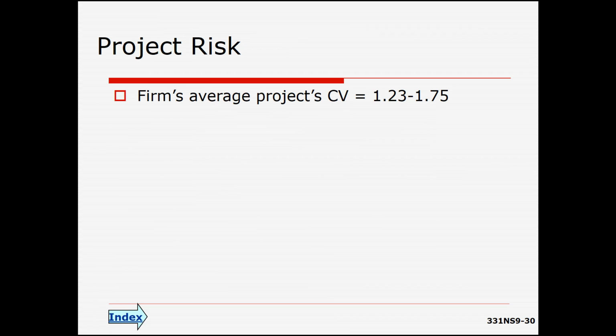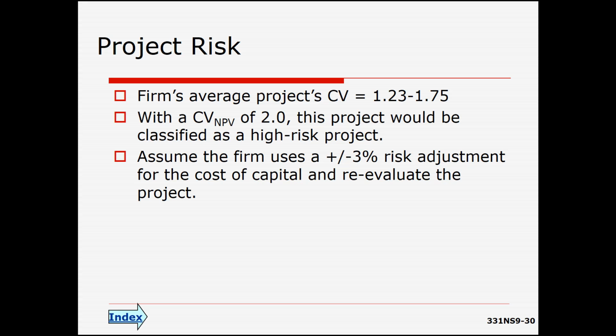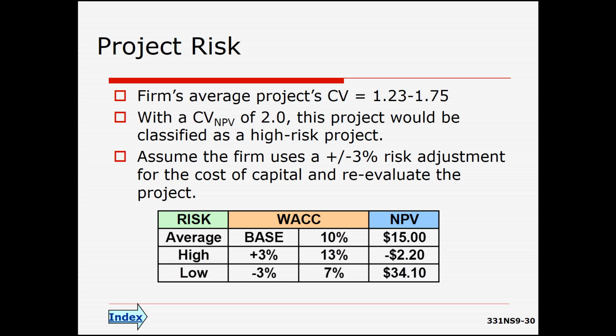If the firm's average risk project has a coefficient of variation between 1.23 and 1.75, then this project, with a coefficient of variation of 2, is riskier than the firm's typical project. Assuming a plus or minus 3% cost of capital risk adjustment, reevaluating the project at a 13% cost of capital due to high standalone risk, the NPV of the project is a negative $2.2 million. If, however, it were low risk, a 7% cost of capital will result in an NPV of 34.1. Assuming the plus 3% adjustment is appropriate, this project is a no-go again.